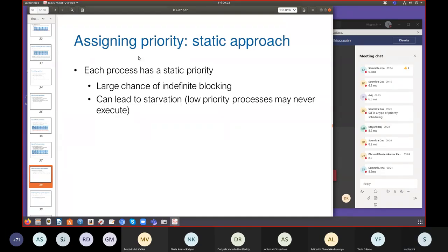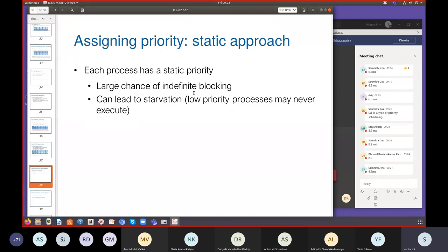So the simplest case is that a particular process is assigned a priority which remains the same throughout its lifetime. But then there is an issue, that is, it can lead to starvation or indefinite blocking. So suppose there is a low priority process, but it never gets the chance to execute because continuously higher priority processes come into the system. Okay, so that's a known drawback of such static priority assignment.